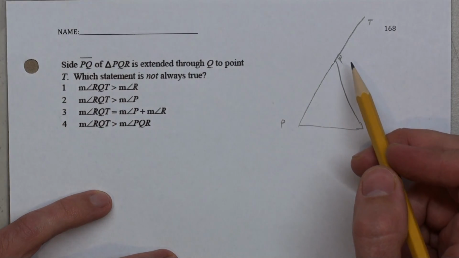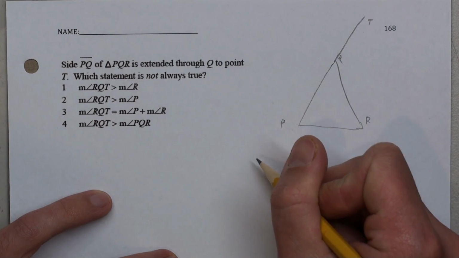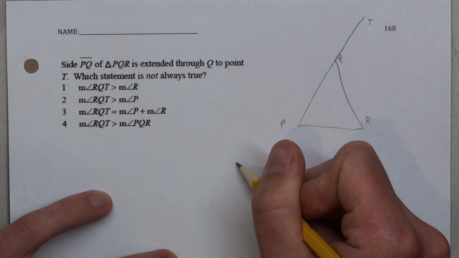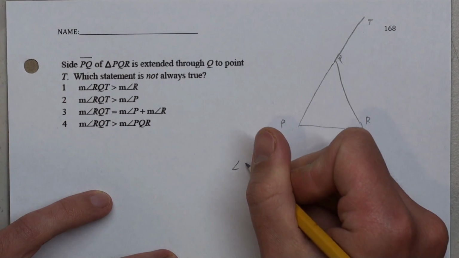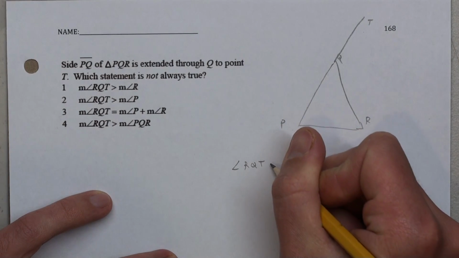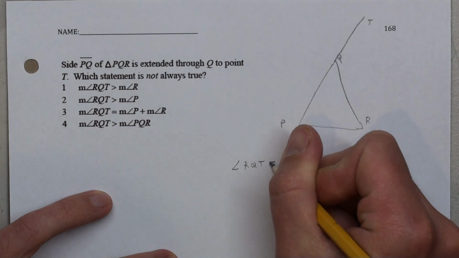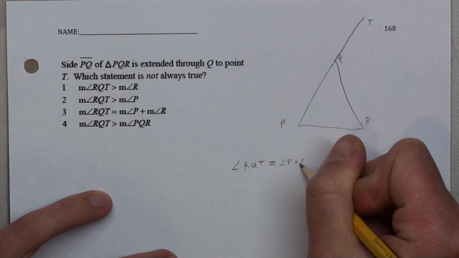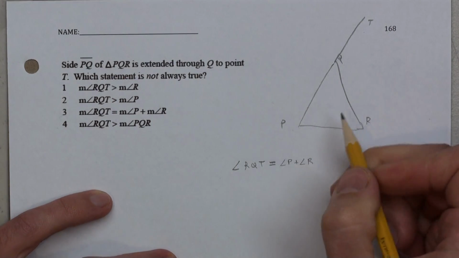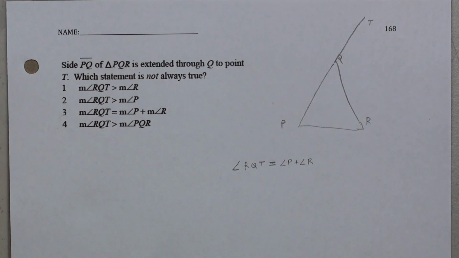Okay, well, we know that the exterior angle theorem says that angle TQR, or RQT, is equal to angle P plus angle R. It's equal to the two non-adjacent interior angles. So now let's see which one of these would agree with this.